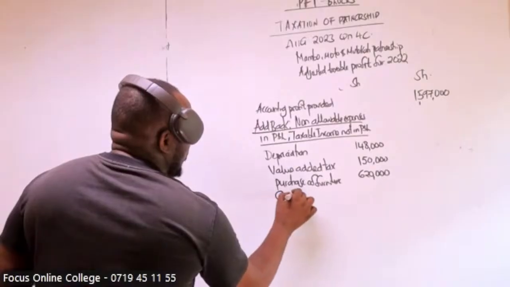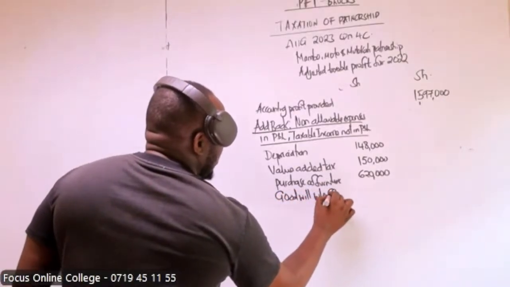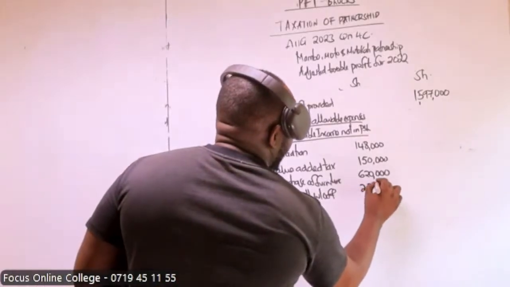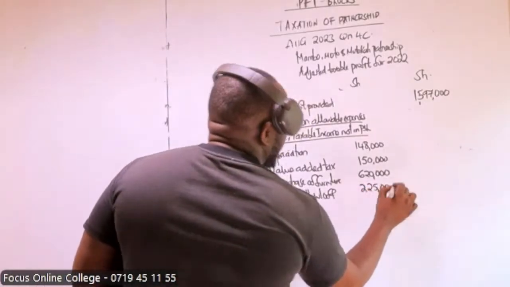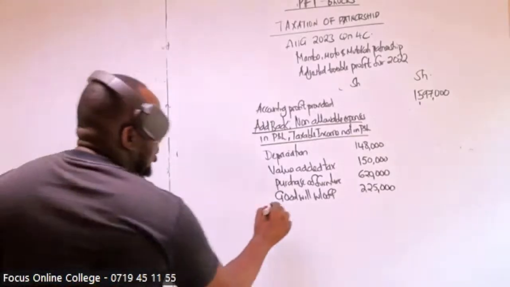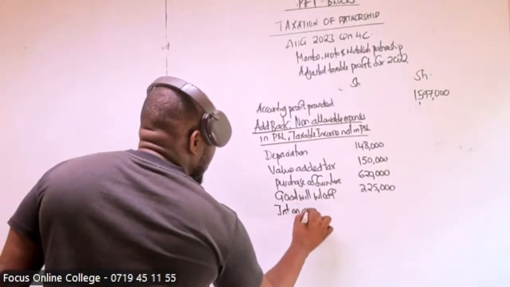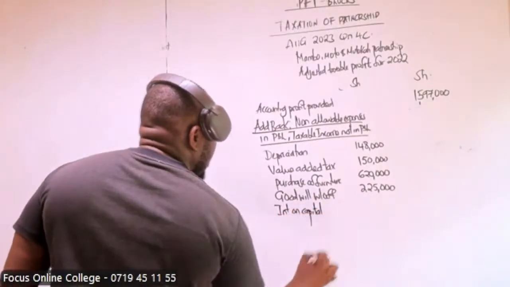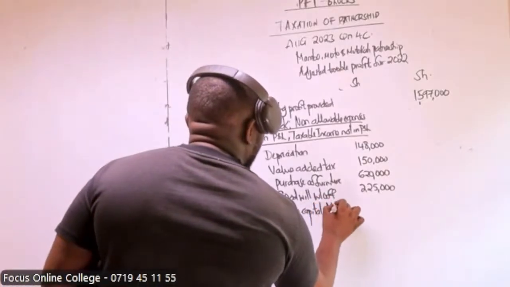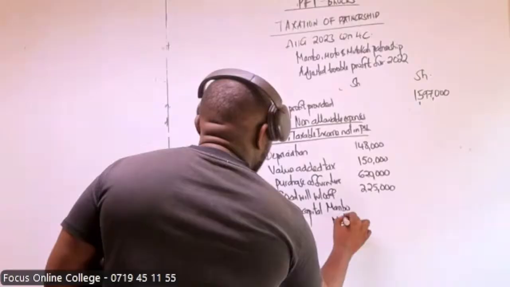Then you have goodwill written off. For the goodwill written off, that is 225,000. Then you have interest on capital. Interest on capital. So we have Mambo Motor.